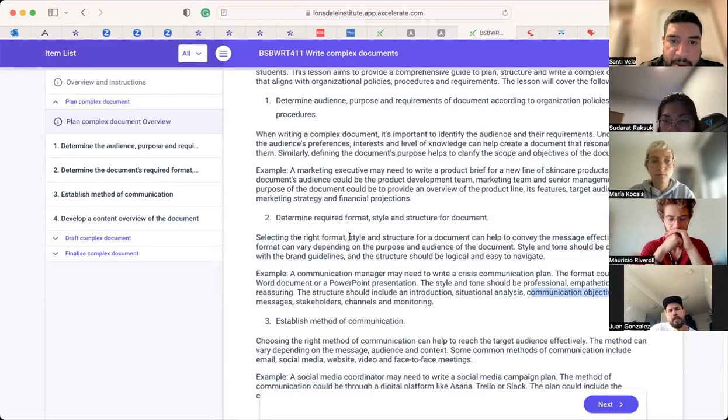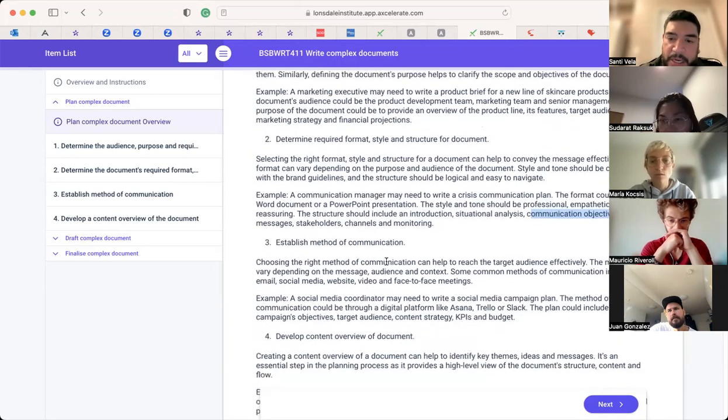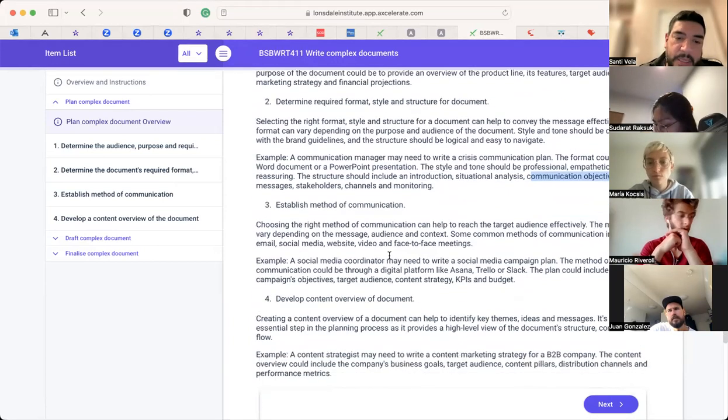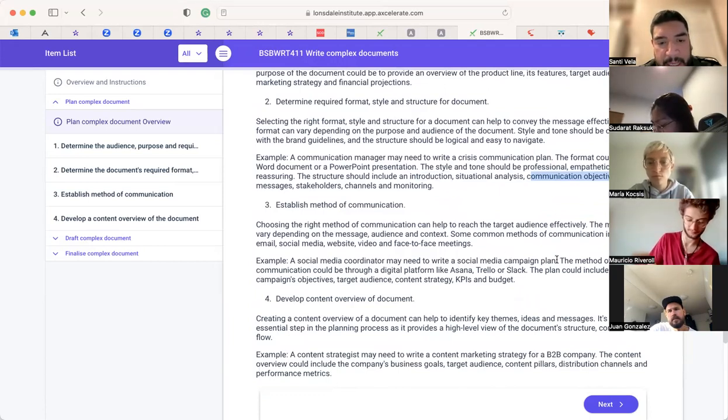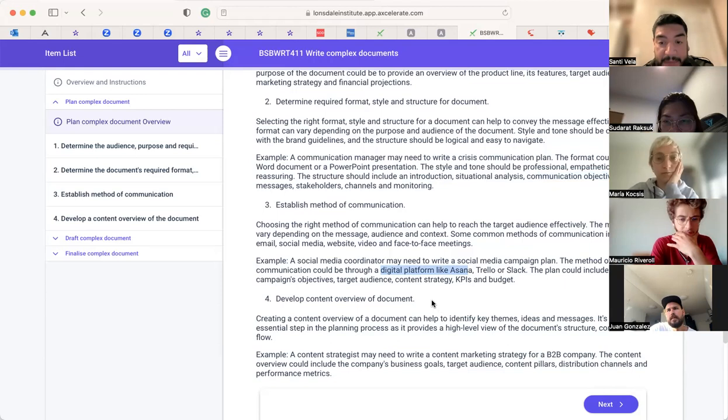Right. So remember, first is determine the audience, then what is the format, then what is the method of communication, what is the frequency. Example of this, a social media coordinator may need to write a social media campaign plan. The method of communication could be through a digital platform like Asana, Trello, Slack, HubSpot.